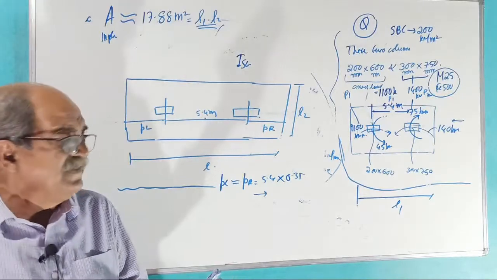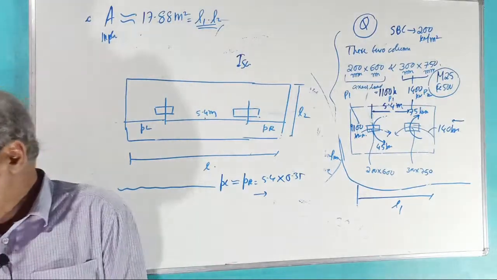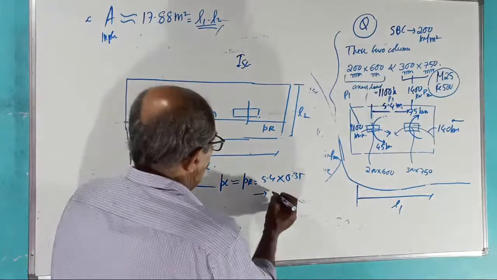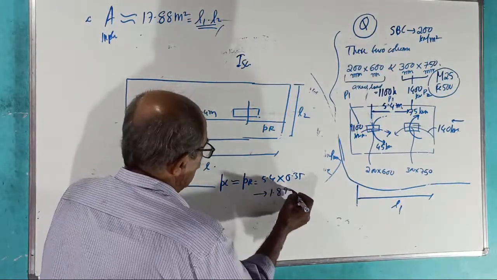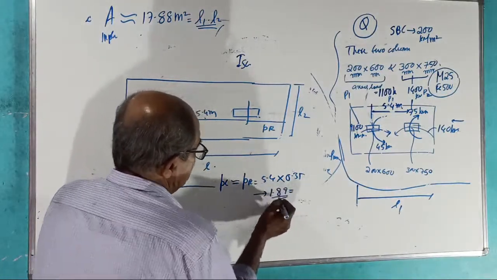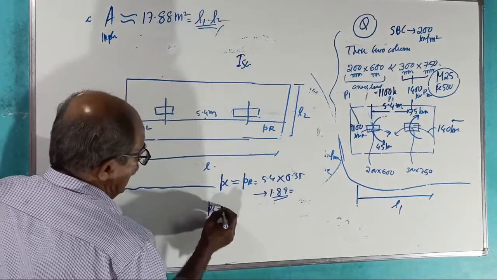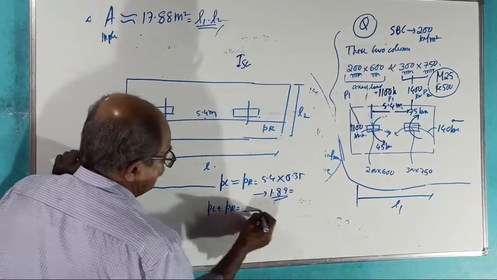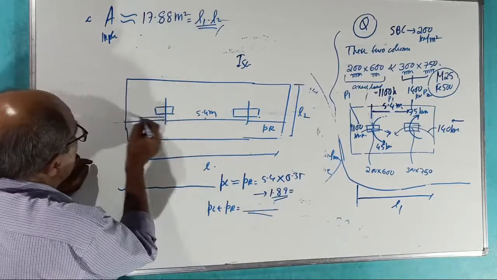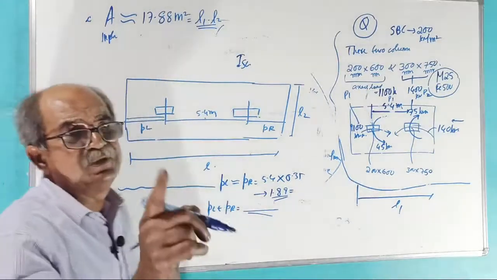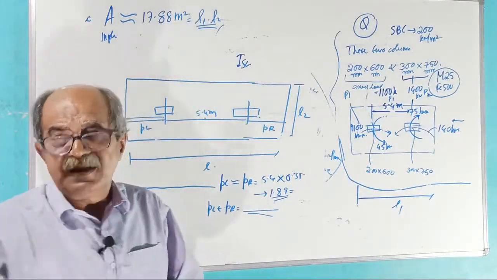5.45 into 0.35 is 1.89. Okay, this will be equal to what? 1.89. Therefore, your PL plus PR. Answer fast. If you make this, all you have to write after, when you go to recording, write statements.